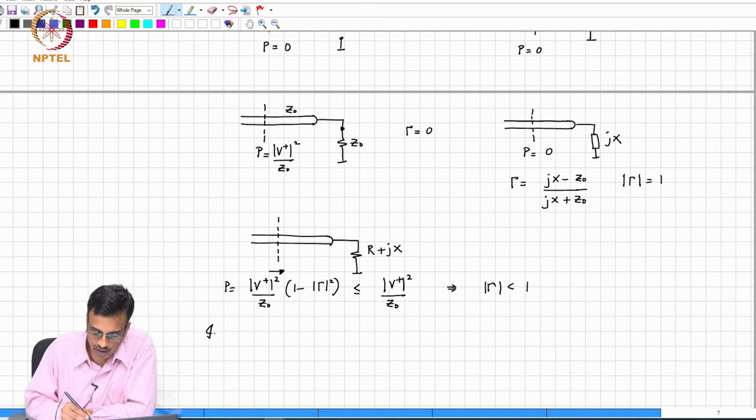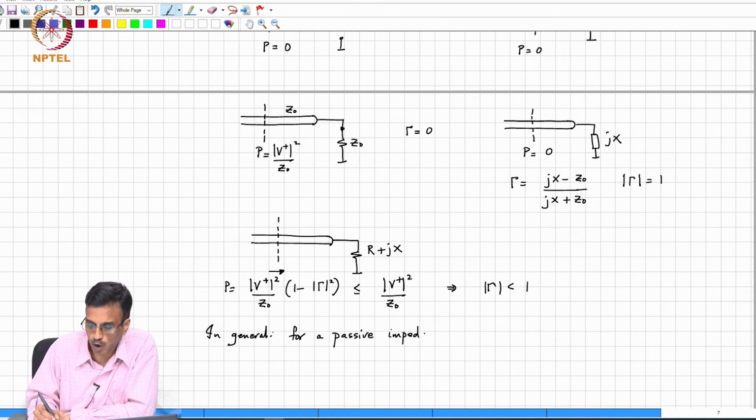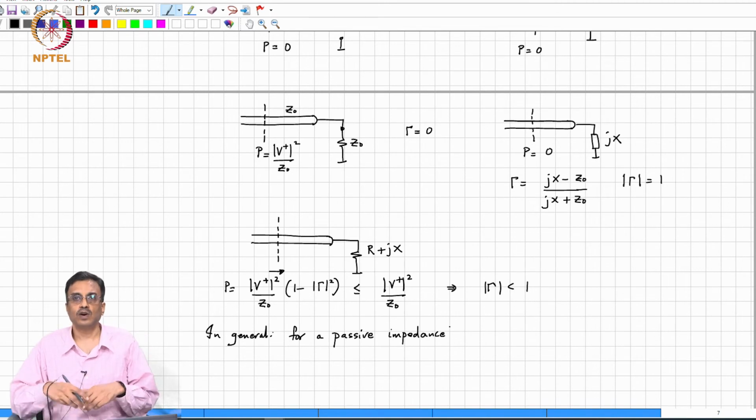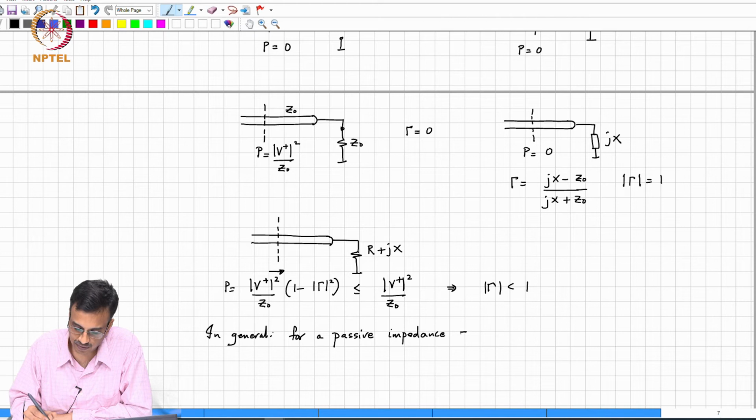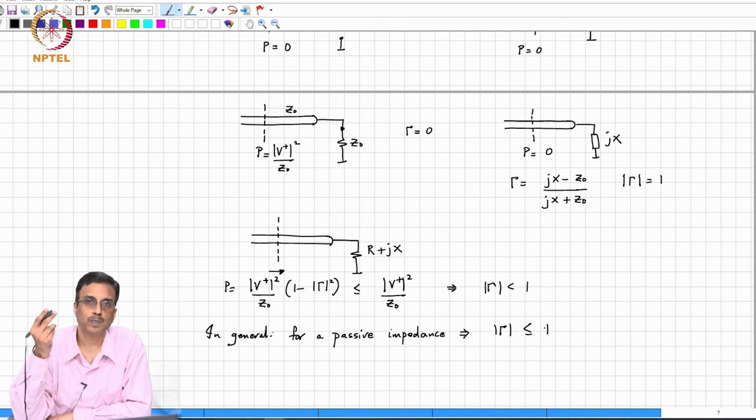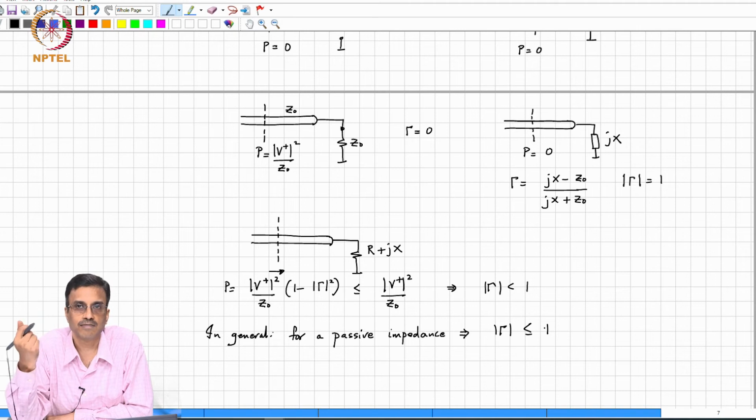So, in general, for a passive impedance, which cannot generate energy or power on its own, the magnitude of the reflection coefficient must be less than or equal to 1. Equal to 1 corresponds to a purely reactive impedance, right?